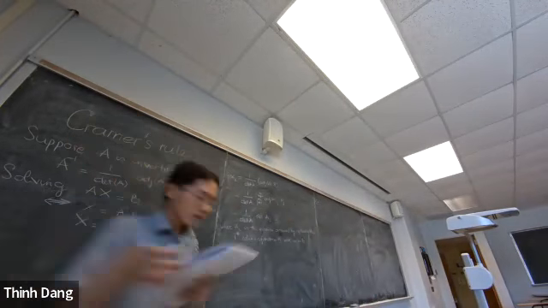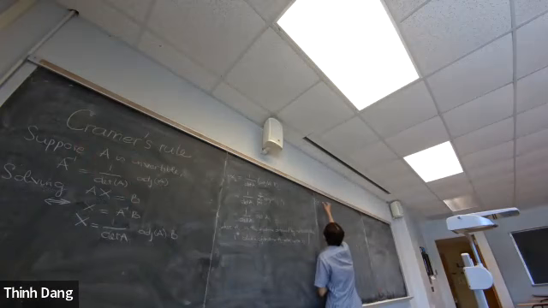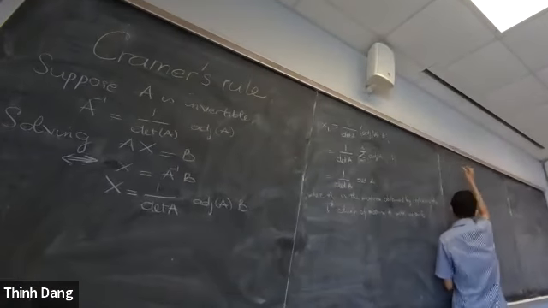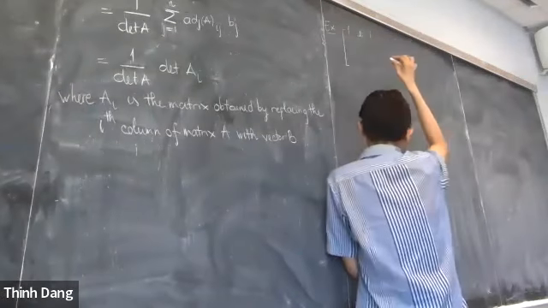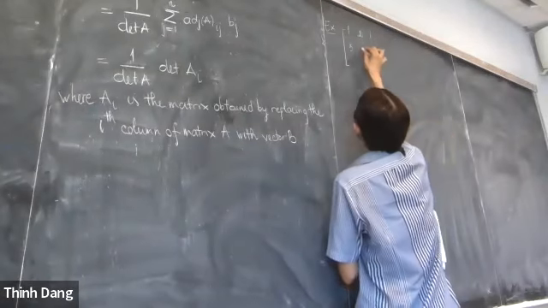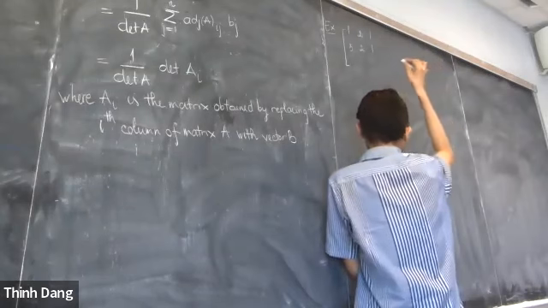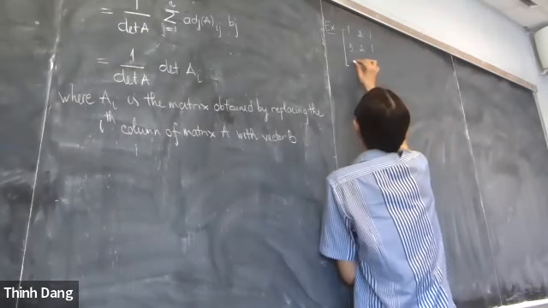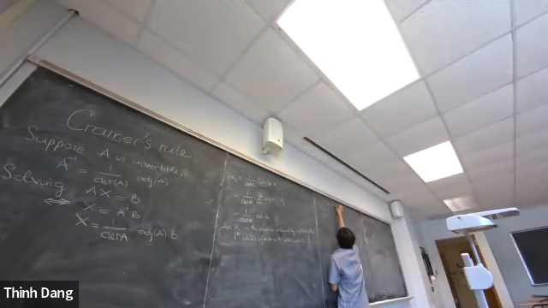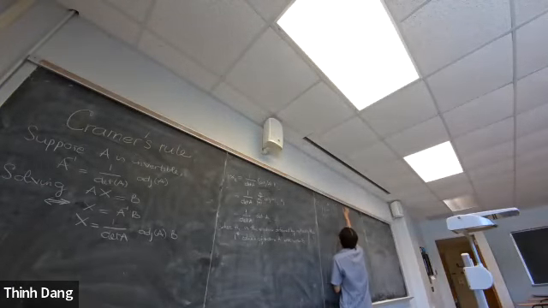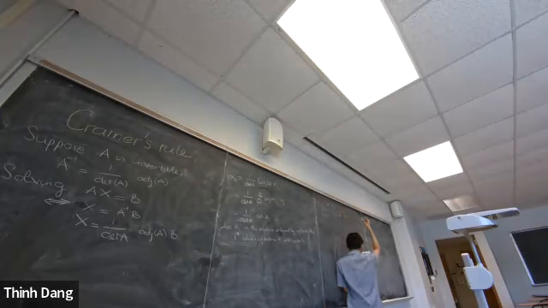Let's try to solve this. Okay, so this is the coefficient matrix. We got 1, 2, 1. We got 3, 2, 1. We got 2, 2, -1. And the variable vector, we got x, y, and z. And for the constant vector, we have 1, 2, 3.